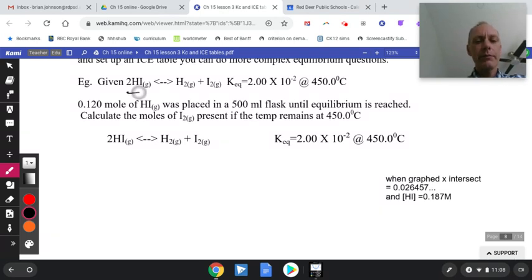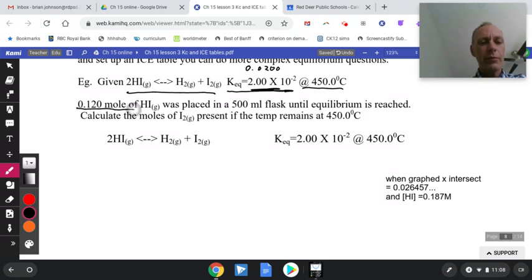So here's our equilibrium reaction. They're giving us the equilibrium constant, which is 0.02, and they're saying that constant only works at that temperature. So the temperature doesn't really come into play. They're just saying that this reaction is at this temperature, so this is the value we use. What's going on here? 0.120 moles of hydrogen iodide is placed in a 500 mL flask until equilibrium is reached. So we're starting with just HI.